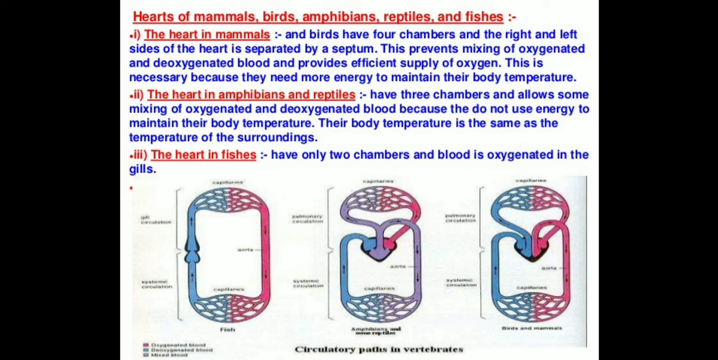Heart in amphibians and reptiles has three chambers and it allows some mixing of oxygenated and deoxygenated blood because they do not use energy to maintain their body temperature. Their body temperature is the same as the temperature of surrounding. And in case of heart of fishes, it has only two chambers and blood is oxygenated in the gills.